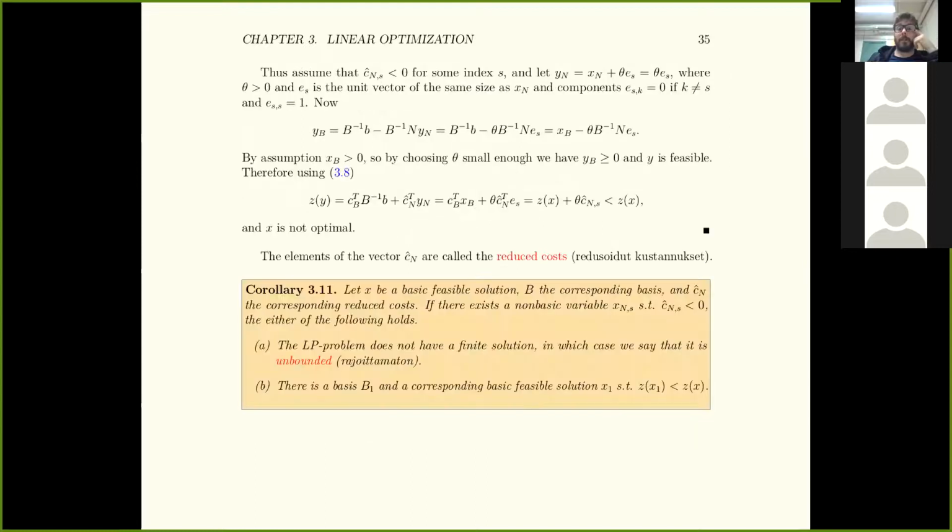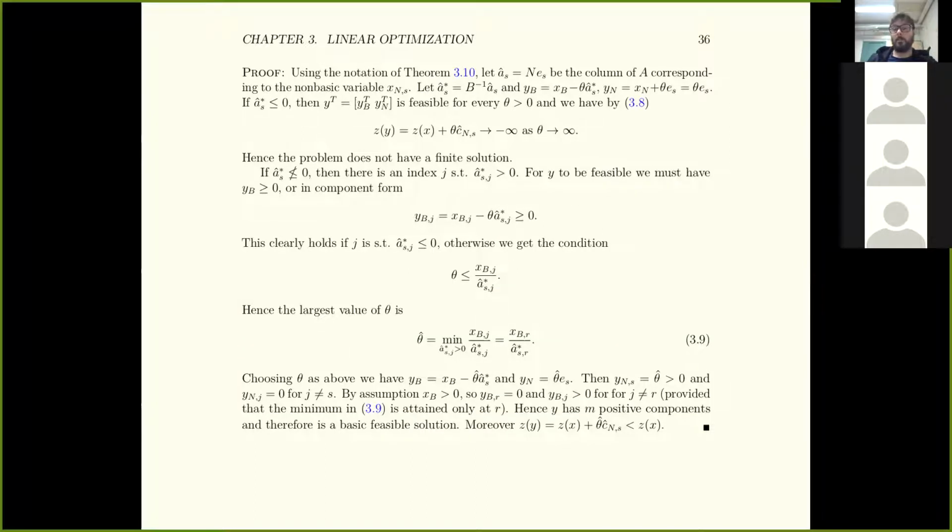Not going to go through the proof. It's fairly simple to look at this. So, just a very quick glance at it. In the first case, if we pick the variable S, and this theta is how much we go in that direction, then the cost becomes smaller when we move to point Y, which is x plus theta times e_s, meaning the increase in variable S, and then obviously the B part has to change accordingly by this B inverse A.